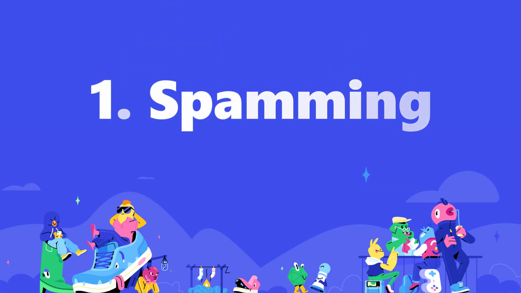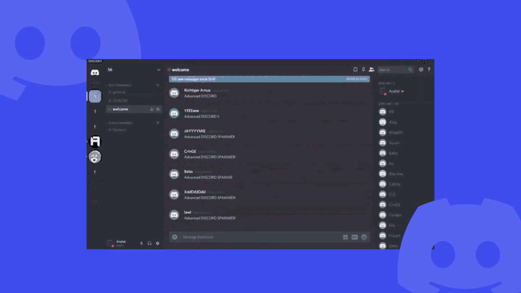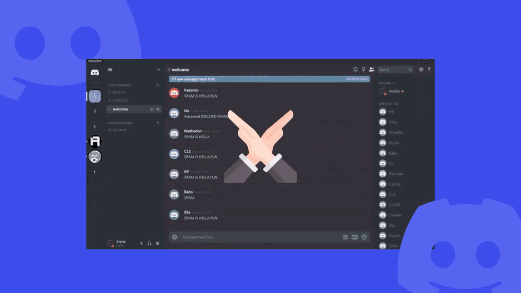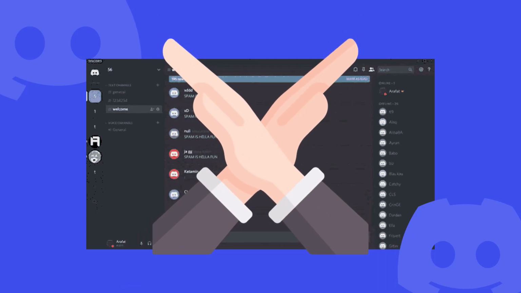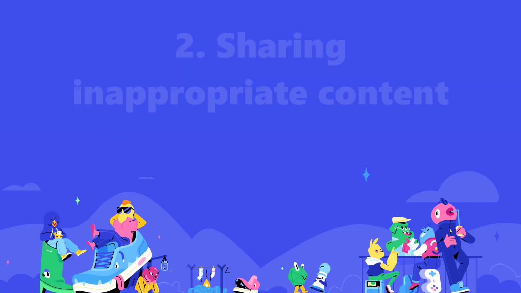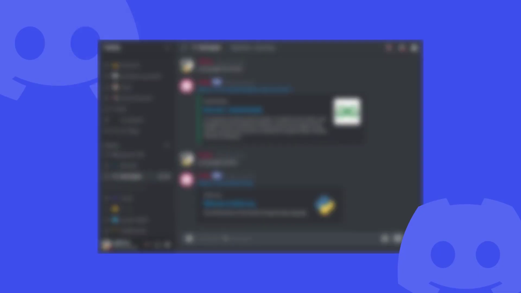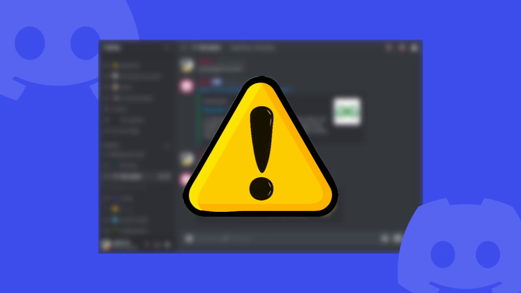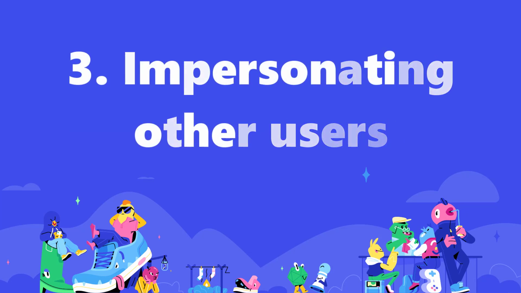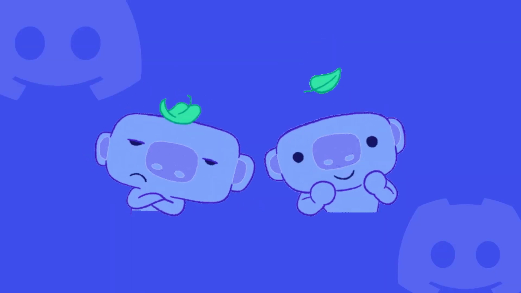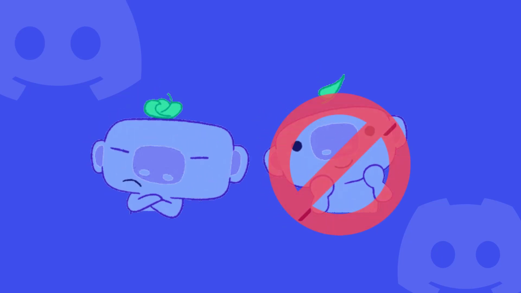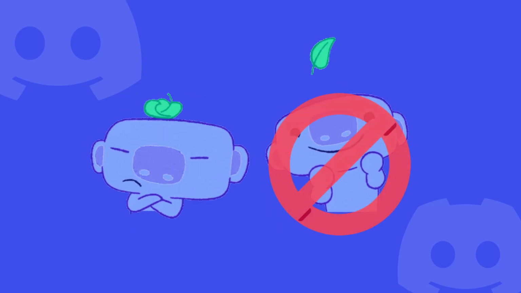Number 1. Spamming. Sending excessive amounts of messages or unwanted messages to other users on the platform. This can be annoying and can lead to users blocking or muting you. Number 2. Sharing inappropriate content. Discord is not the place for sharing explicit or offensive content. Doing so can result in your account being banned or suspended. Number 3. Impersonating other users. Pretending to be someone else on the platform is not allowed and can be considered a form of harassment.